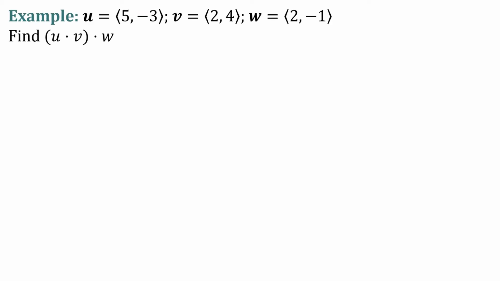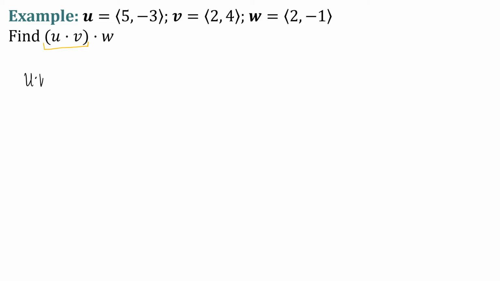Okay, in this example, I've given you three vectors, u, v, and w. Here, I want you to find (u dot v) times w, okay? So the first thing we're going to do is follow our order of operations, which is u dot v first, because we have to do parentheses first.